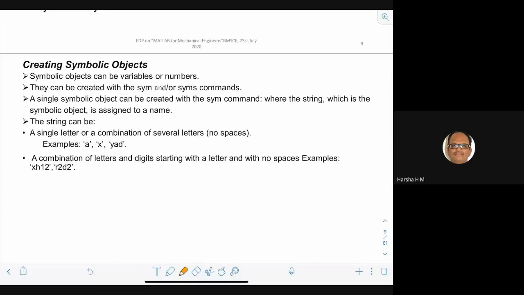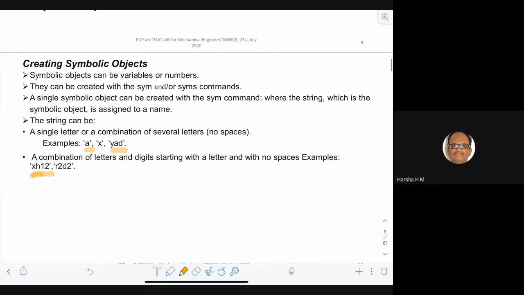They can be created by using the sym command, or syms command if you have a number of objects to be defined. And remember, the string can be a single letter, or it could be a combination of letters without any gap. There can be no spaces. You can also use a combination of letters and numbers. Try to look at this example.